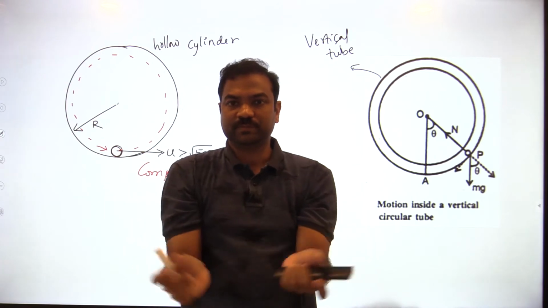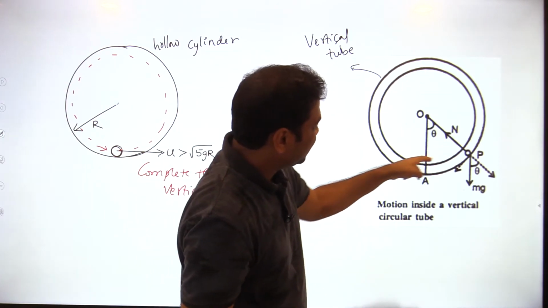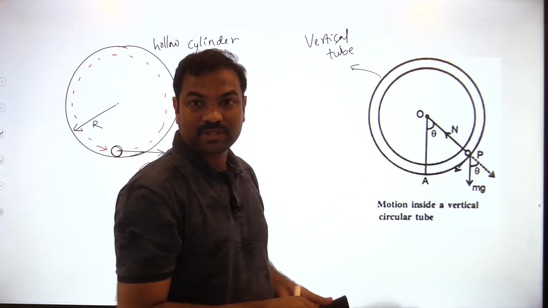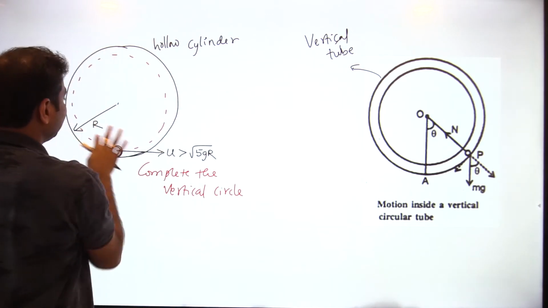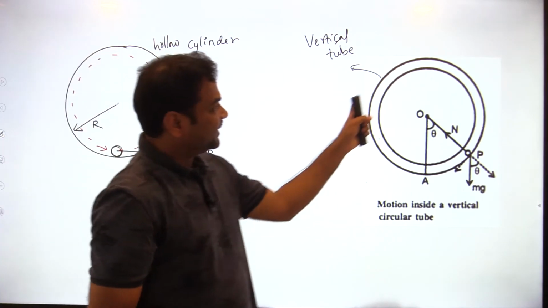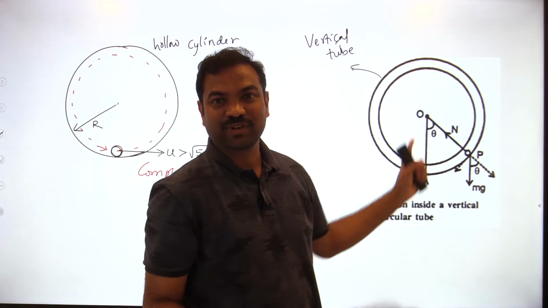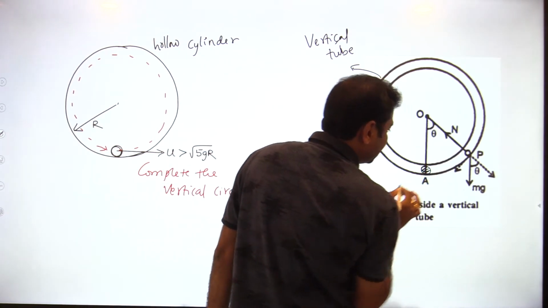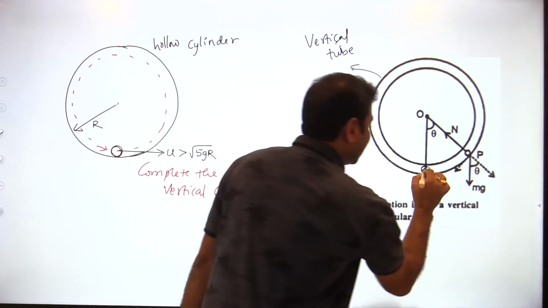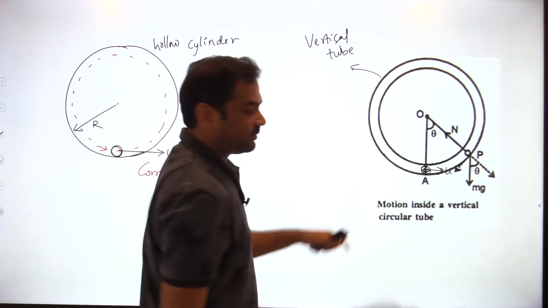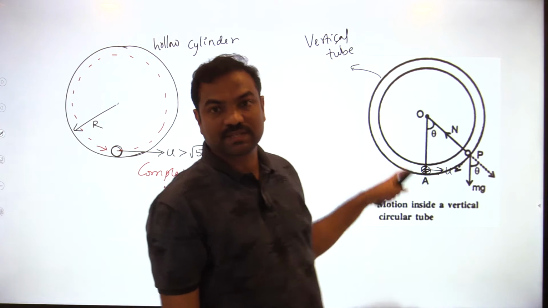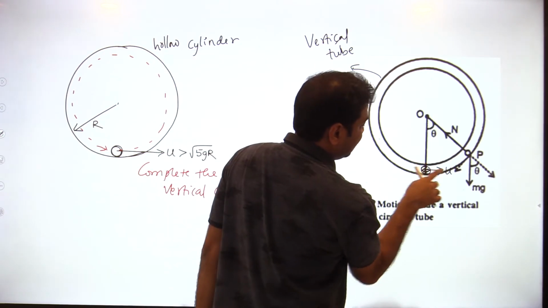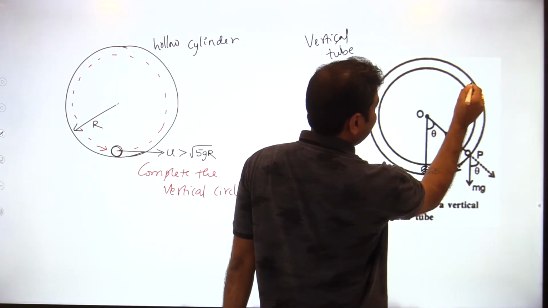A tube means the inner surface will also be there. Here the inner surface is not there, but in the tube the inner surface is there to support it, so it does not fall down. So I am taking one particle here. If I give velocity, it has to complete the vertical circle. So let us say that I have given velocity here, and somewhere here the normal reaction is 0.